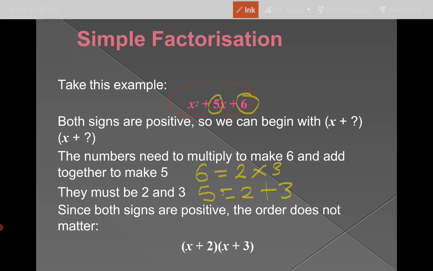And we don't have a problem with what sign should come into the brackets, because both signs are positive. That means our two brackets will also contain positive signs. Therefore, our expression x squared plus 5x plus 6, when factorized, is going to be something like that. All right, I hope we are together there.